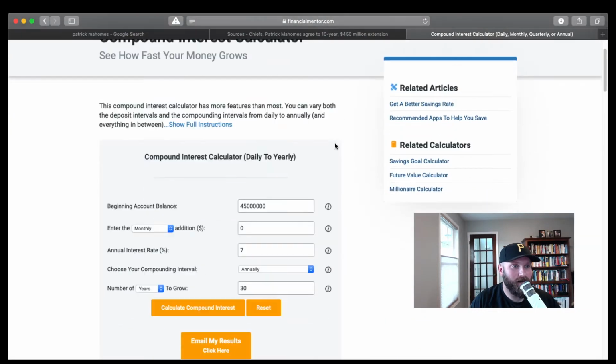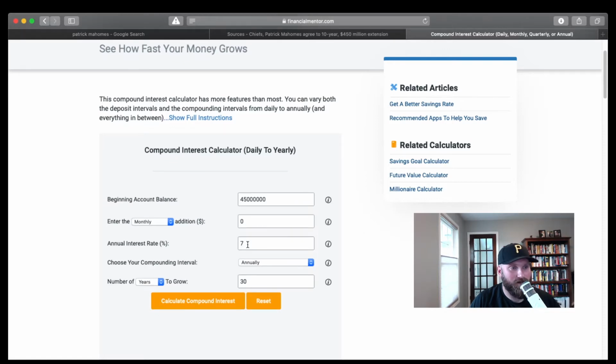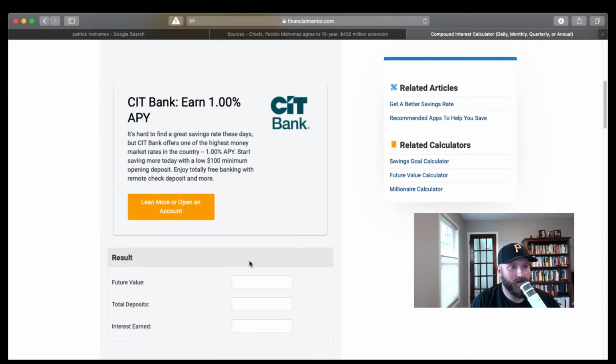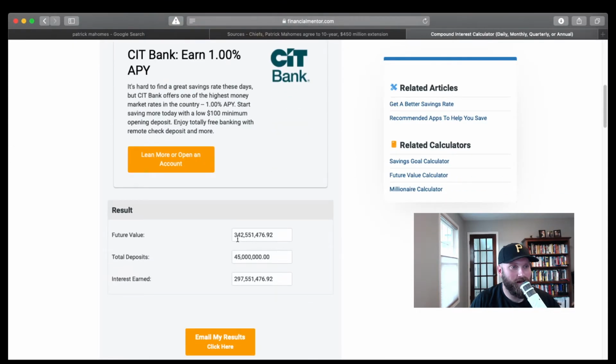So if we go over to the compound interest calculator here, we'll say he has the $45 million. Just grab that for a second. Doesn't add any additional money to this. Gets a 7% rate of return for the next 30 years. All right, calculate. As we jump down here, you can see in 30 years, this single year of his contract, and remember, there's 9 more of these if he plays through that whole length of the contract, just a single year will be $342 million. That is mind-boggling money.